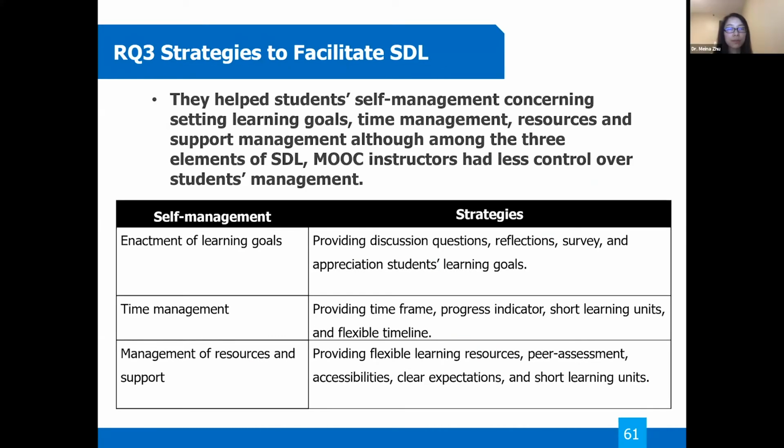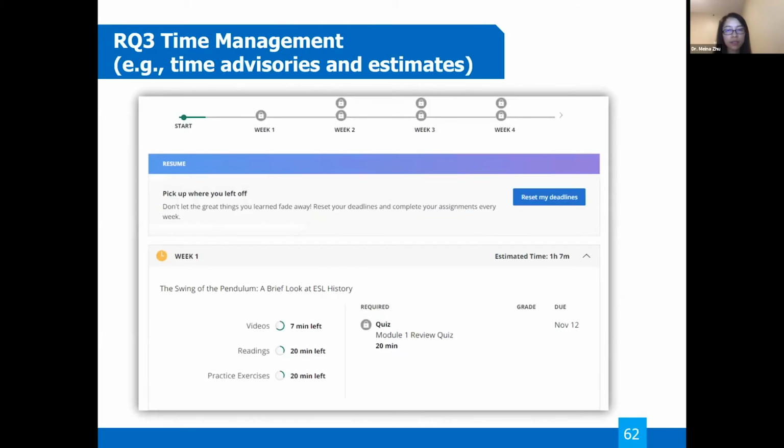So the third primary strategy they use to facilitate student self-directed learning is to help them with self-management. First, they help students, like we mentioned before, set their learning goals, and with time management, they provide time frames or progress indicators, short learning units and videos, and also flexible learning resources to help them manage the resources and support.